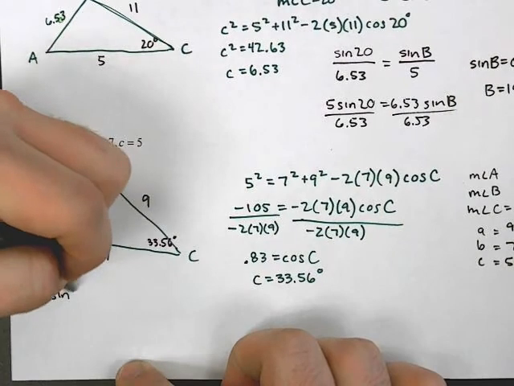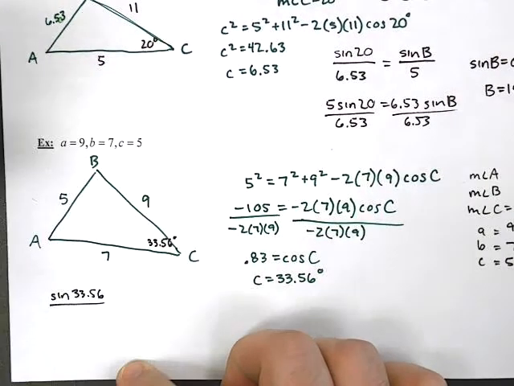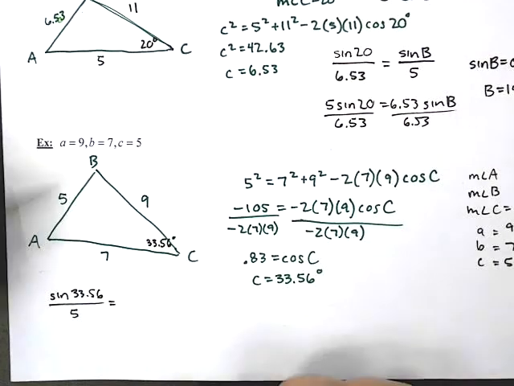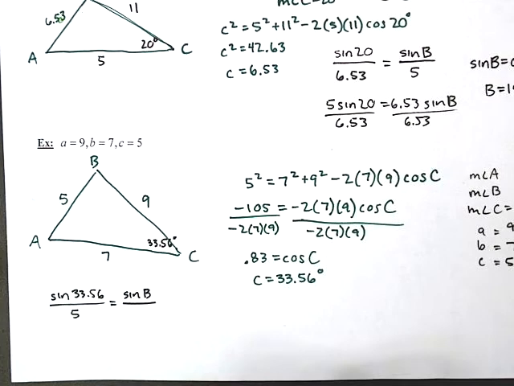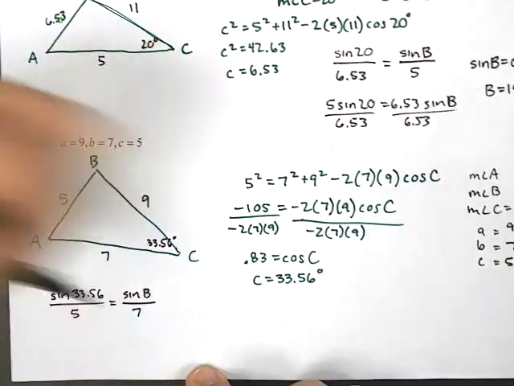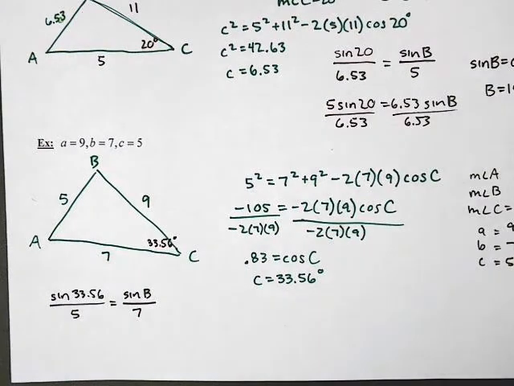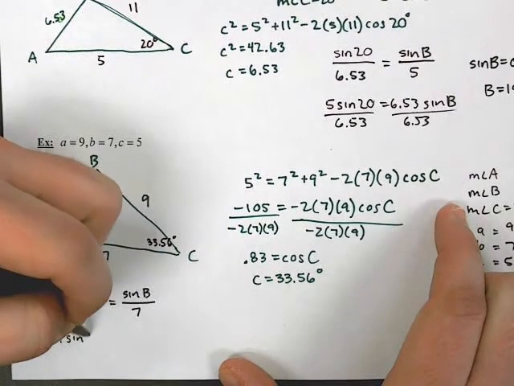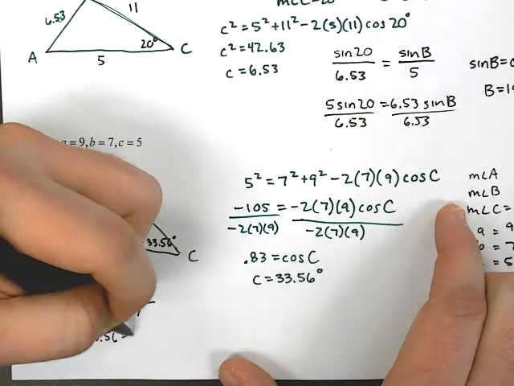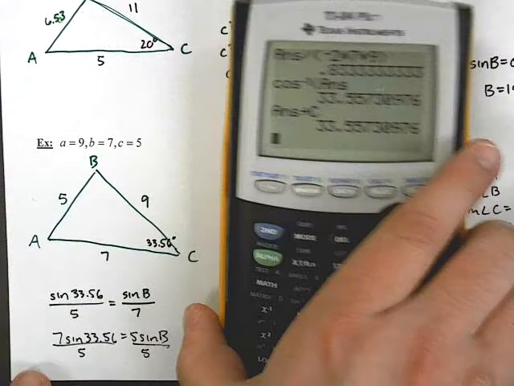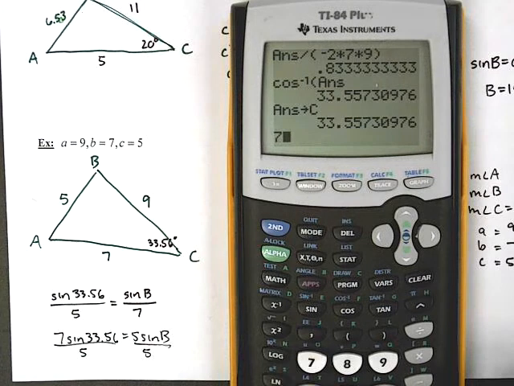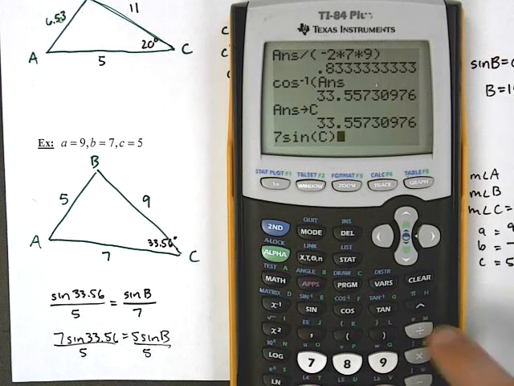So now I know sine of 33.56 over 5 is going to equal sine of B over 7. When we cross multiply, we would get 7 sine 33.56 equals 5 sine B, and of course then I'm just going to divide by 5. On the calculator that would look like 7 sine, I'm going to use my angle C, and then I'm going to divide by 5.